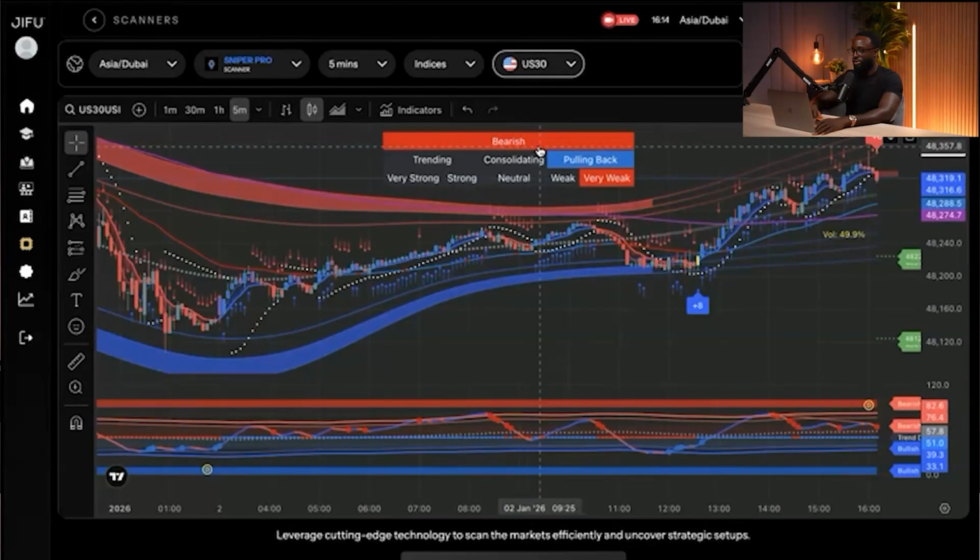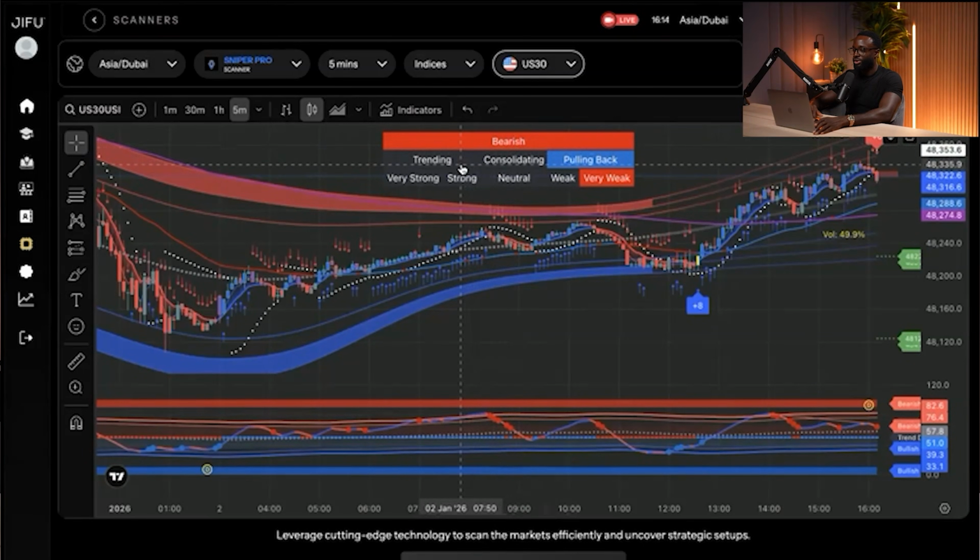In this example, we're looking at US 30 on the 5-minute time frame, and it currently shows bearish. Now, after seeing if it's bullish or bearish, which it could be either, bearish just means it's a seller's market and bullish means it's a buyer's market. The easiest way to see: bearish will show red for sell, bullish will show blue for buy.